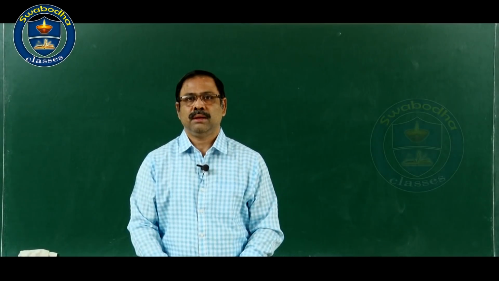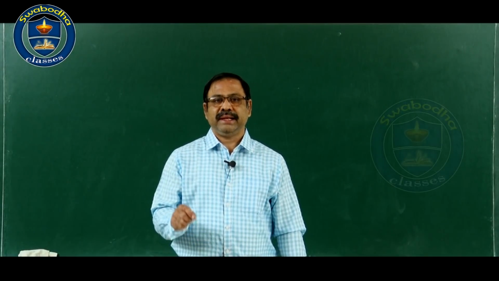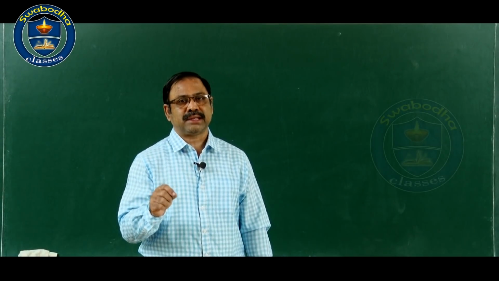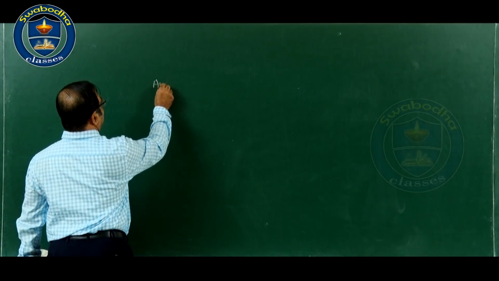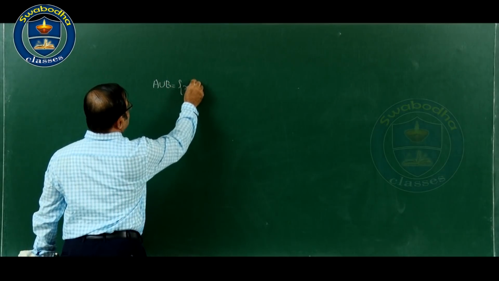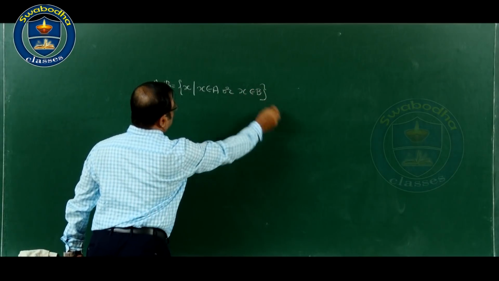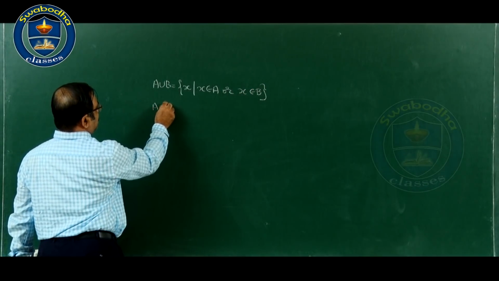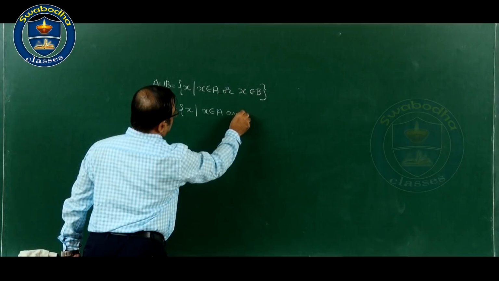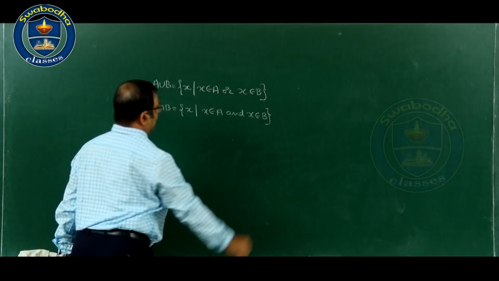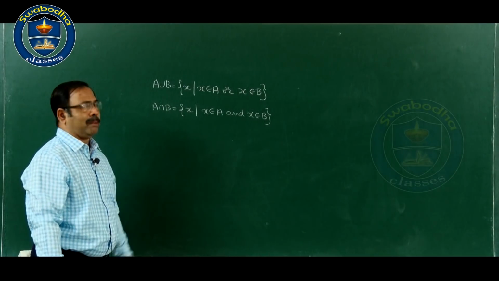Hello students, in my last class I explained the operations of sets, that is union of two sets and intersection of two sets. Union: A union B is equal to the set of all x such that x belongs to A or x belongs to B, and intersection is the set of all x such that x belongs to A and x belongs to B. So, I have defined both these operations and also worked out problems on this.